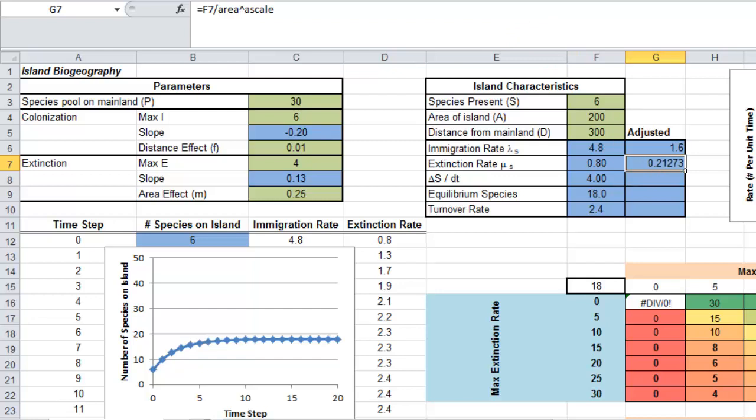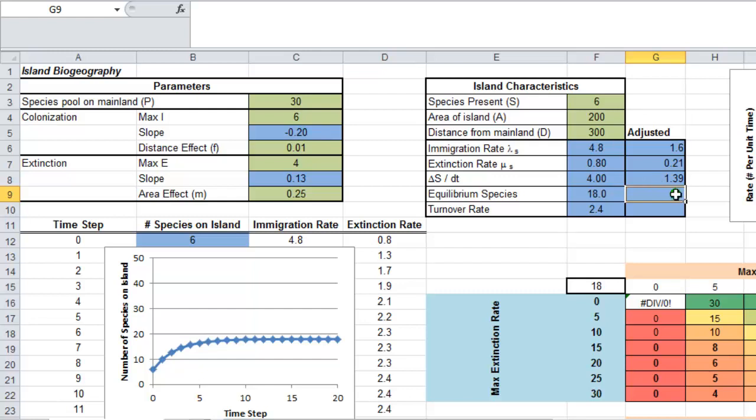So that is the notion of adjusting by area and distance, and those are two key parts of the theory of island biogeography. We can compute delta S, our change in the number of species per unit time, the same way we did before, by just subtracting those two rates. And so you can see that that's quite a difference.